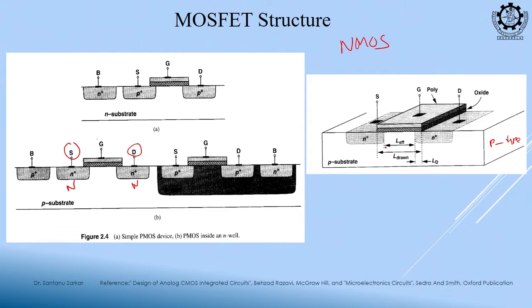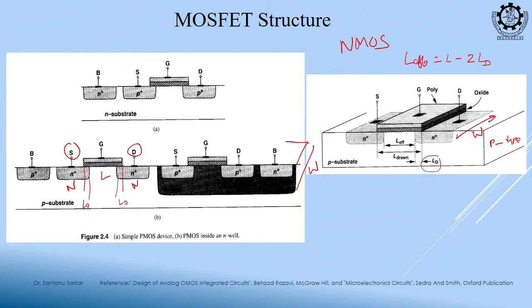Due to physical lateral diffusion, or the physical uncertainty of this fabrication technology, a little bit of this N plus diffusion will extend towards the channel region. This is known as the lateral diffusion, LD. So, this is LD, this is LD. Your effective length L effective is equal to L minus twice LD, and this is my W, this is my width. If I draw this, then this is my W and this is my L.